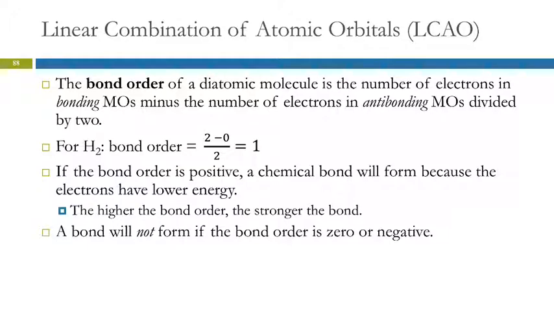We talk about something called bond order, and that helps us to predict whether a bond will form or not. The bond order for a diatomic molecule is the number of electrons in bonding molecular orbitals minus the number in anti-bonding molecular orbitals, divided by 2. So this is the calculation of the bond order for hydrogen.